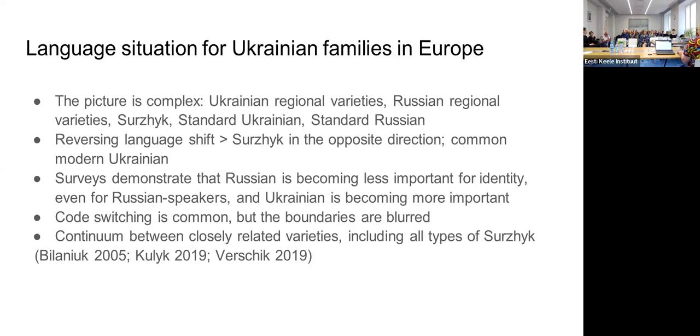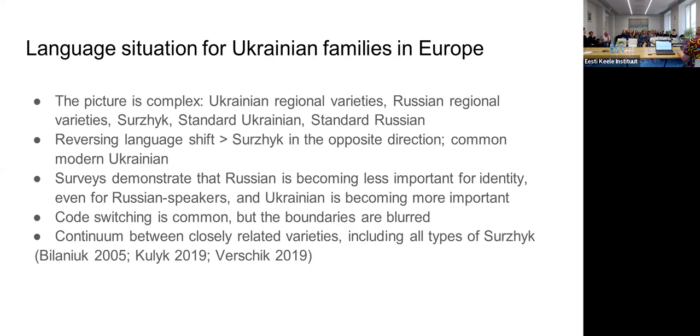What we may call classical Surzhyk is stable, maybe described as a fused lect. Its phonology and inflectional morphology are mainly Ukrainian, and the lexicon can be both Ukrainian and Russian. There is a continuum of multicodalism, as Henschel and Taranenko call it, because most of the speakers in central and eastern Ukraine use multiple codes, varieties of Russian, Ukrainian, and Surzhyk, where Surzhyk is a primary code for many.